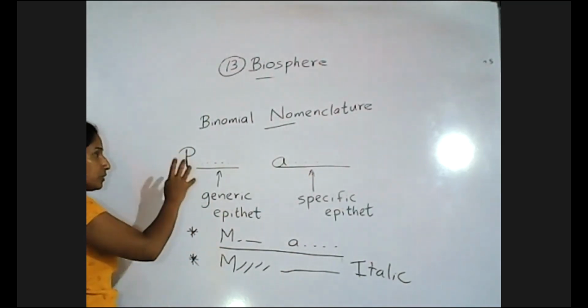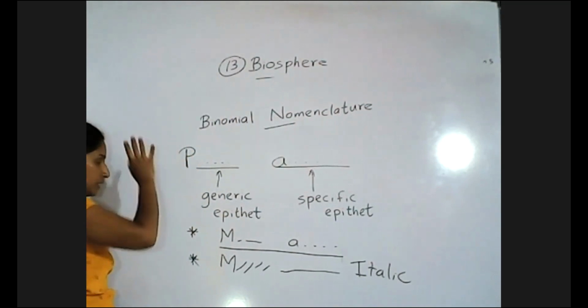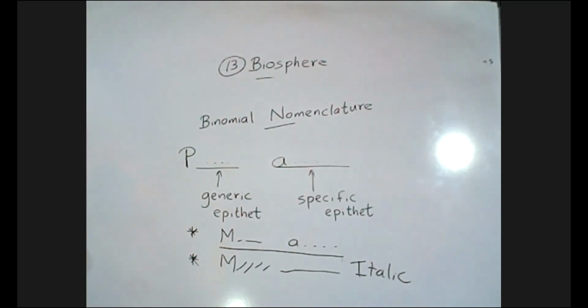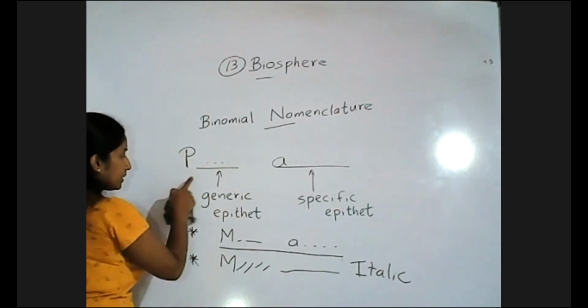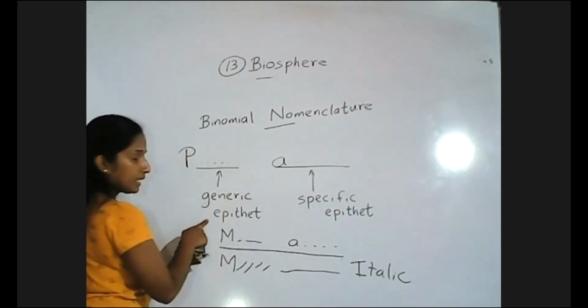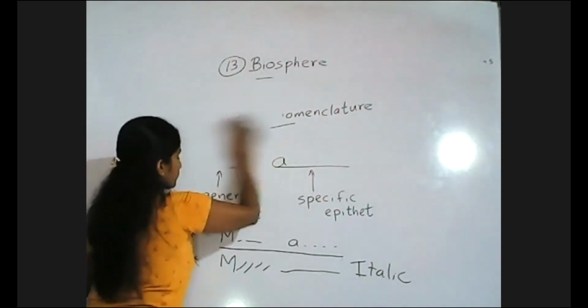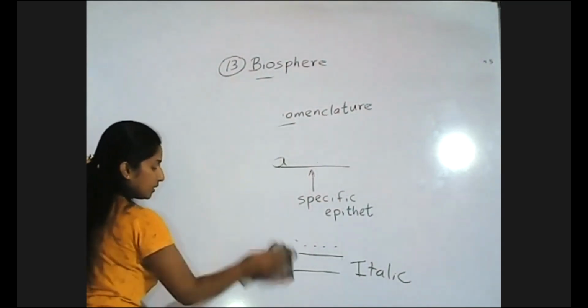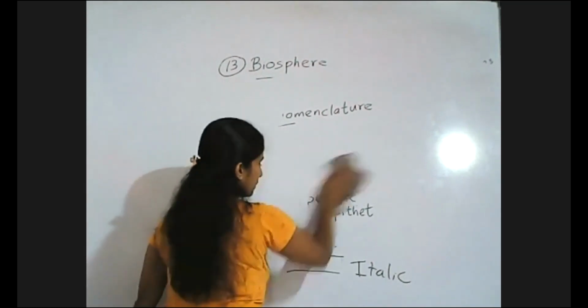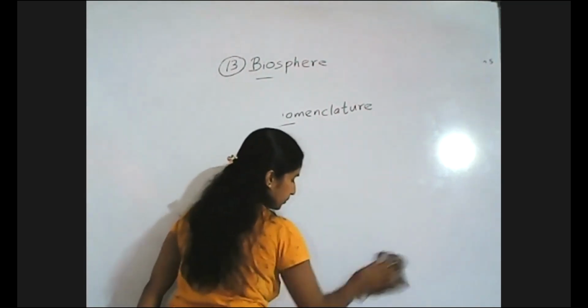When we use the binomial nomenclature, we have to obey those rules, and the two epithets, generic epithet and the specific epithet. So that is about the binomial nomenclature that you have to remember today.